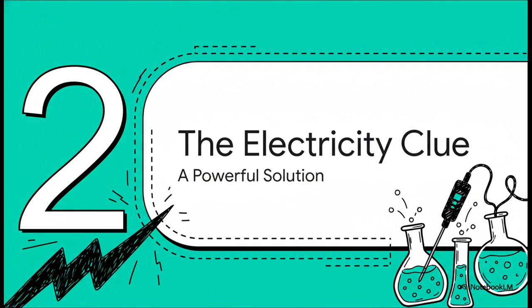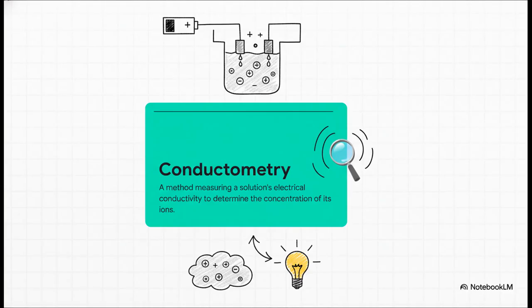Conductometry gives us this wonderfully elegant and really powerful way to solve this problem just by measuring how well that solution can carry an electric current. So what is conductometry? Well, in a nutshell, it's a method that measures the electrical conductivity of a solution. And here's the absolute key. That conductivity is directly connected to the concentration of ions, the tiny, dissolved, electrically charged particles that are zipping around inside that liquid.